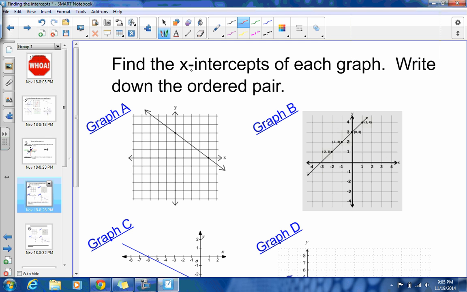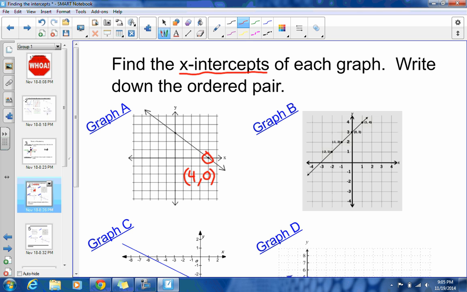So it says find the x-intercepts of each graph. Now remember, the x-intercepts cross the x-axis. So for instance, graph A crosses the x-axis right there, and that looks like it's point... you do the x first, so it's over 1, 2, 3, 4, and it's not up or down any, so that's (4, 0). That's what that point is.